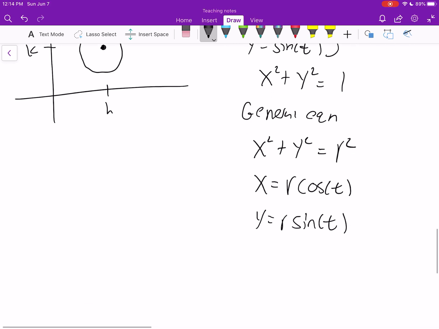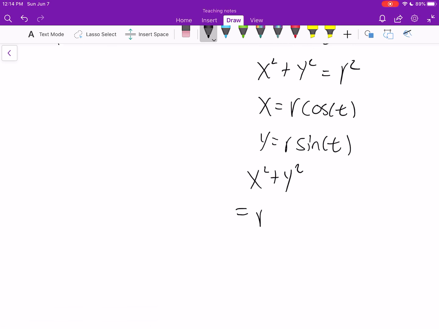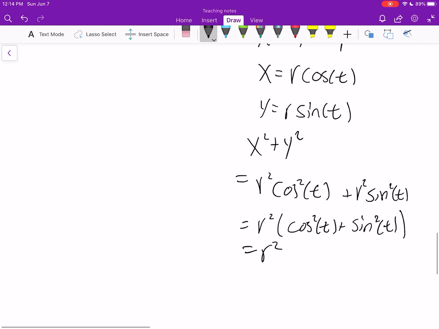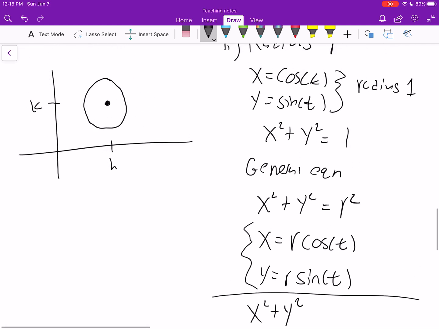And that'll make my radius r. You can check this if you do x squared plus y squared. This is going to be r squared cosine squared t plus r squared sine squared t. And you can pull the factor of r squared out. You're going to get cosine squared t plus sine squared t. And this is r squared times 1, so this is just r squared. So I'm going to get x squared plus y squared is equal to r squared. So doing this, x equals r cosine t, y equals r sine t, that takes care of the circle of radius r.